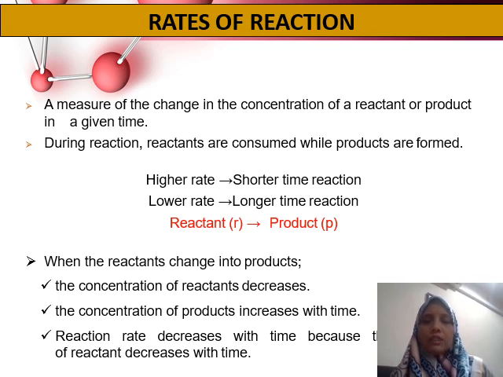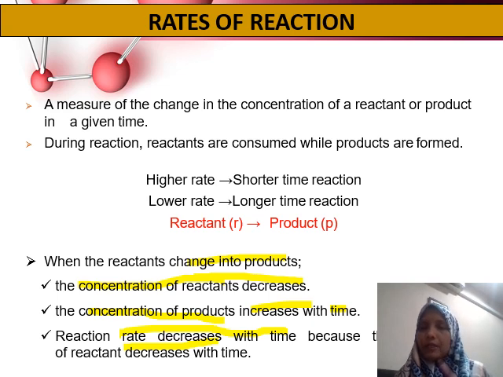So in terms of this, how long the time is actually refers to the production of the product from the reactants. So when the reactant changes into the products, the first thing is the concentration of the reactant will decrease, in order to form the product, while the concentration of the products will increase with time. And then the rate of reaction decreases with time because the reactant decreases with time.